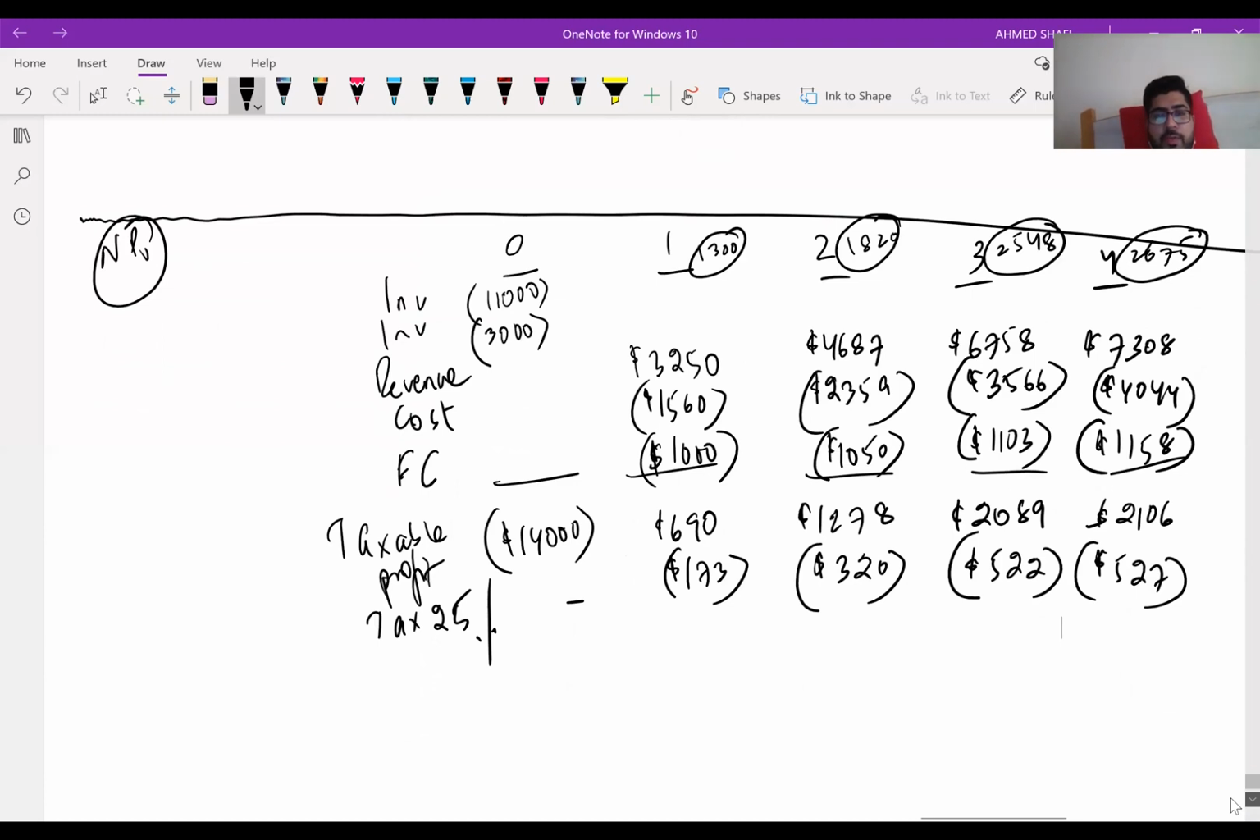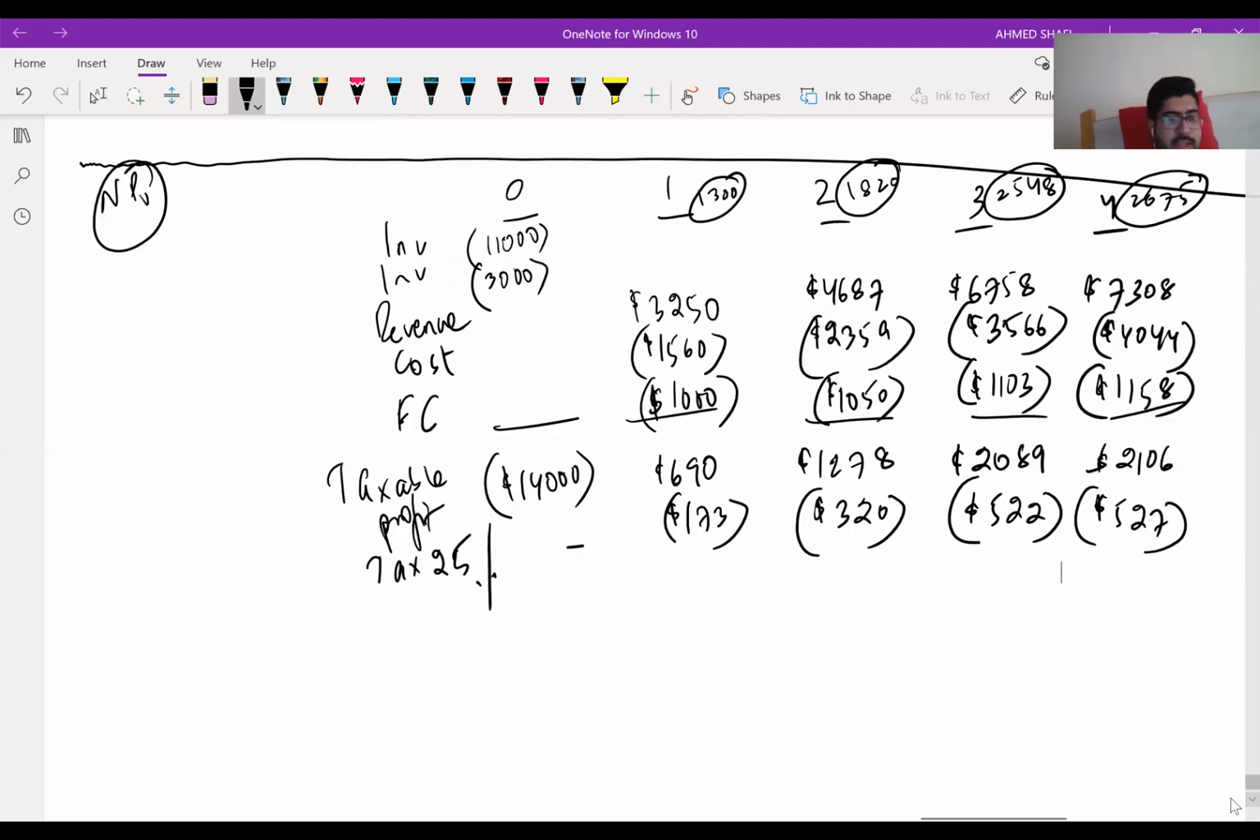Okay, so after you are done with investment, revenues are selling price multiplied by units, less the cost per unit multiplied by units, less fixed cost. You get taxable profit, you pay tax. After tax, there is working capital investment and working capital recovery. So what about working capital?